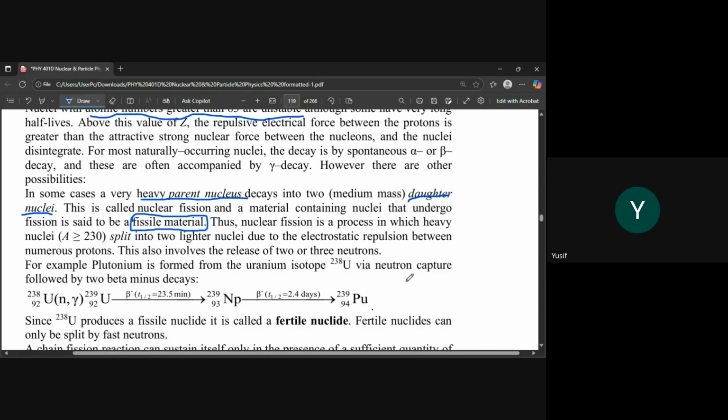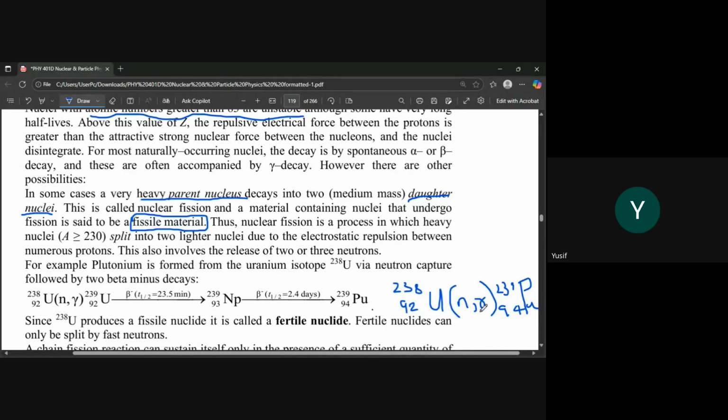So let me just write something here so that at least in the question, I can say, let's say we have 238, 92, U, and in bracket, I have neutron capture, comma, gamma radiation as a photon that is being produced. And I have 239, 94, Pu.